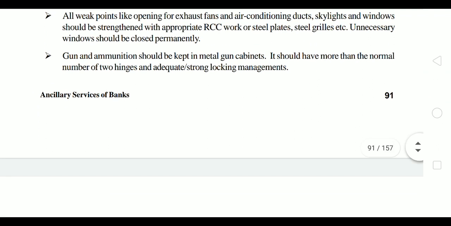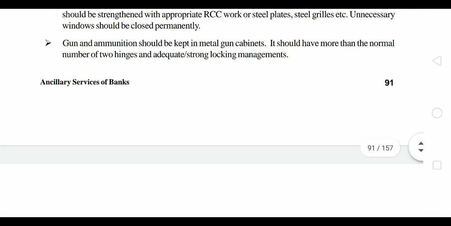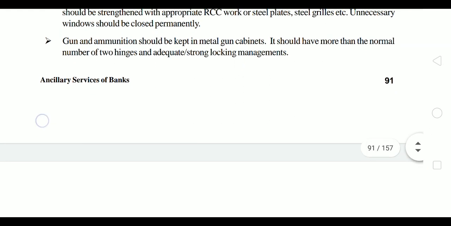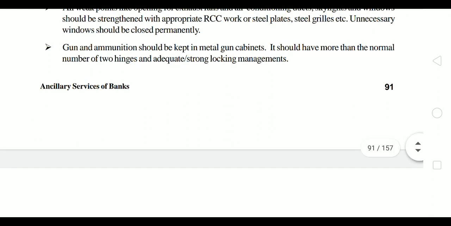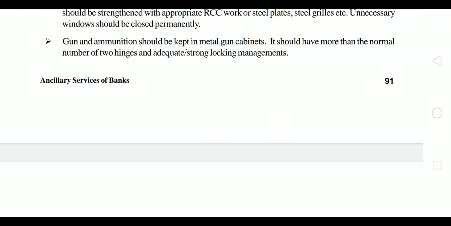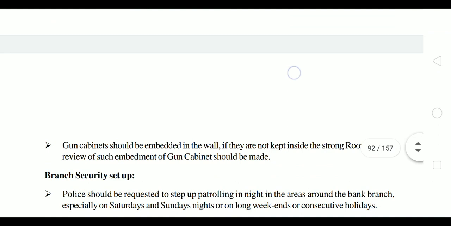Next, wherever we keep our gun or ammunition, it should be in a metal gun cabinet, and it should have more than the normal number of hinges. Now, hinges in Punjabi we call kabja, right? So a hinge in English means a piece of metal that is attached to a door or window that allows the door or window to open. So that should be arranged accordingly.